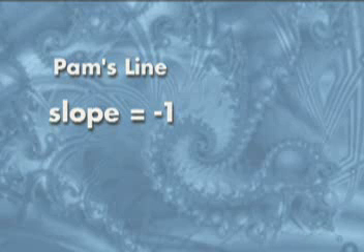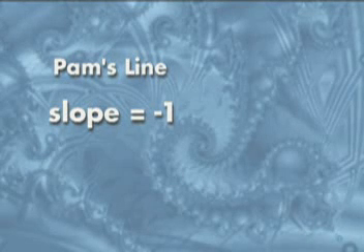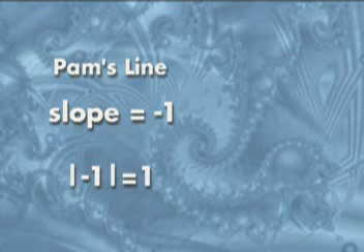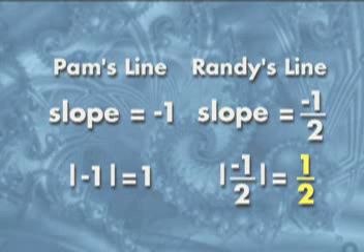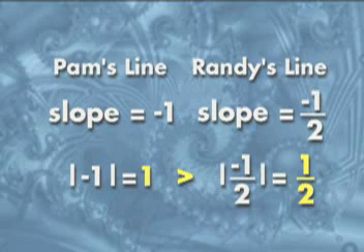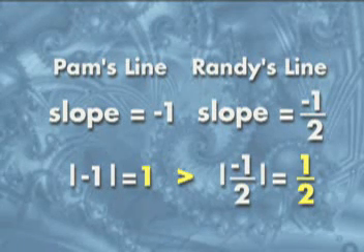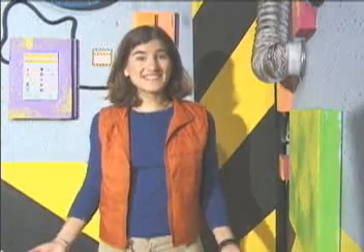My line has a slope of -1. The absolute value of -1 is 1. Randy's line has a slope of -1/2. The absolute value of -1/2 is 1/2. Since 1 is greater than 1/2, and steeper lines have slopes with greater absolute values, we've mathematically shown that I ski the line with the steeper slope.